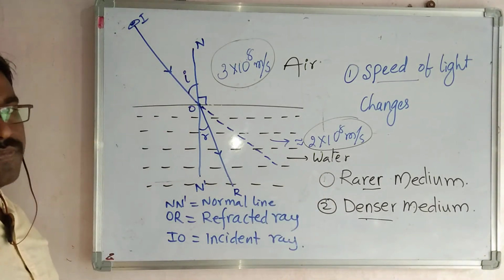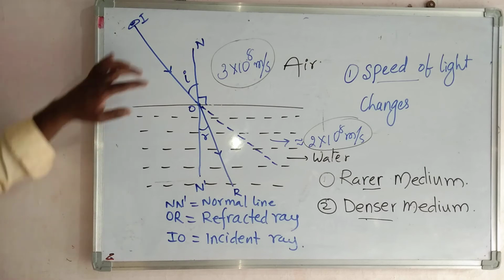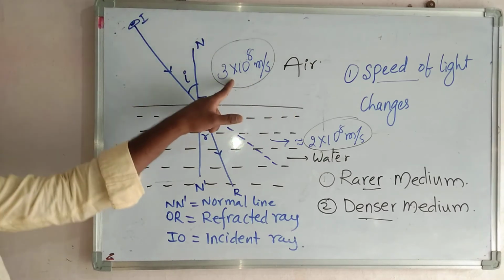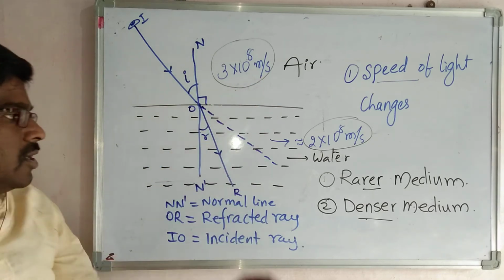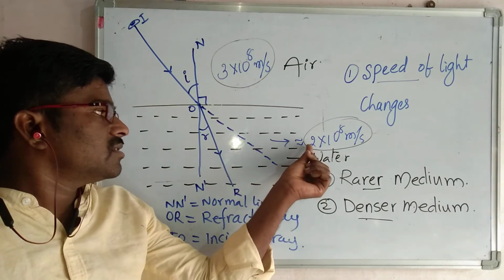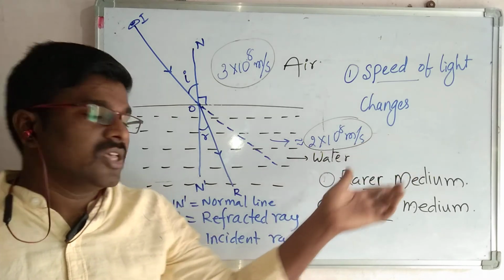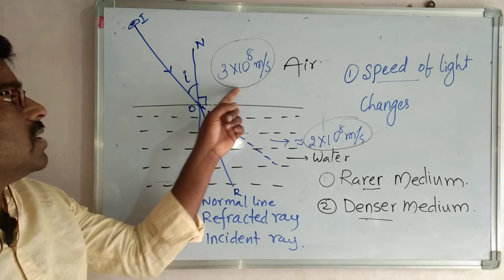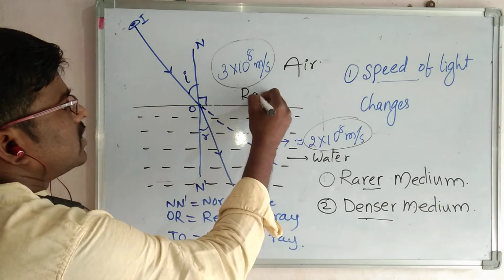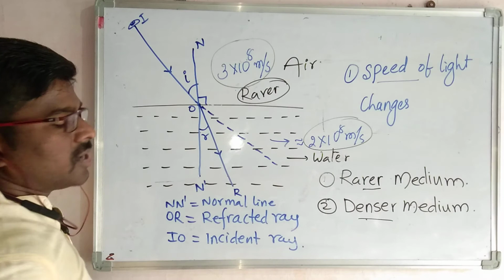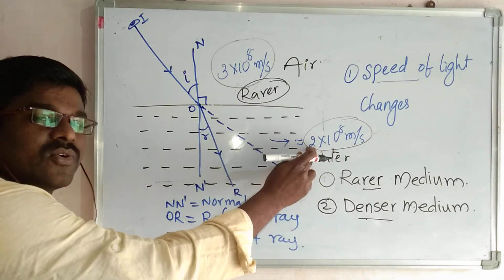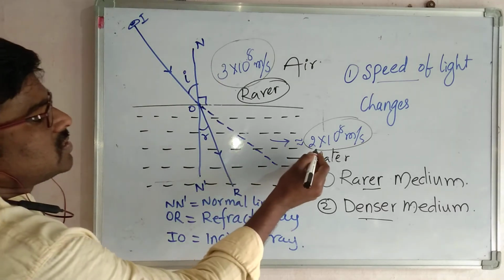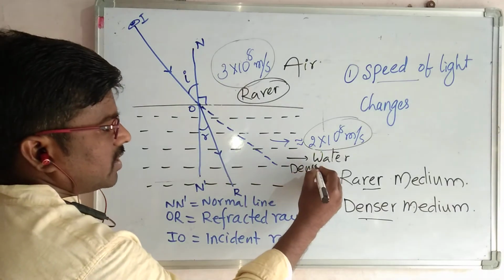Denser medium means if the speed of the light is lesser than the other medium, then that medium is called as a denser medium. So, for example, if you observe these two media, the speed of the light in air is 3 into 10 power 8 meter per second, but the speed of the light in water is 2 into 10 power 8 meter per second. So, here the speed of the light is more than this. So, that's why this is called as rarer medium. Here, the speed of the light, 2 into 10 power 8 meter per second, is lesser than the air. So, this is called as denser medium.